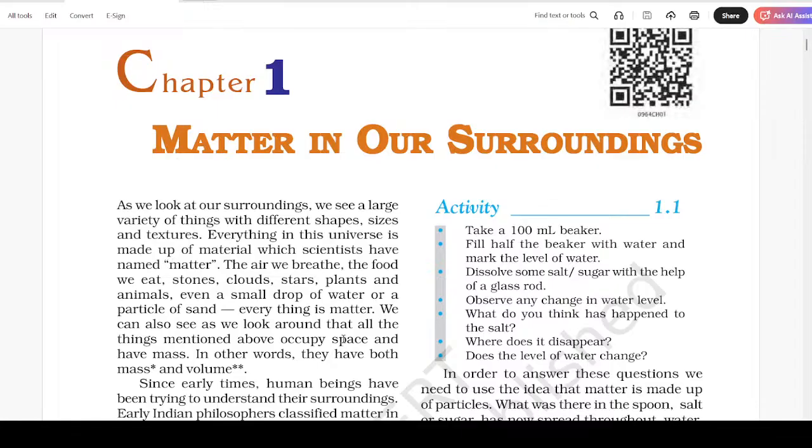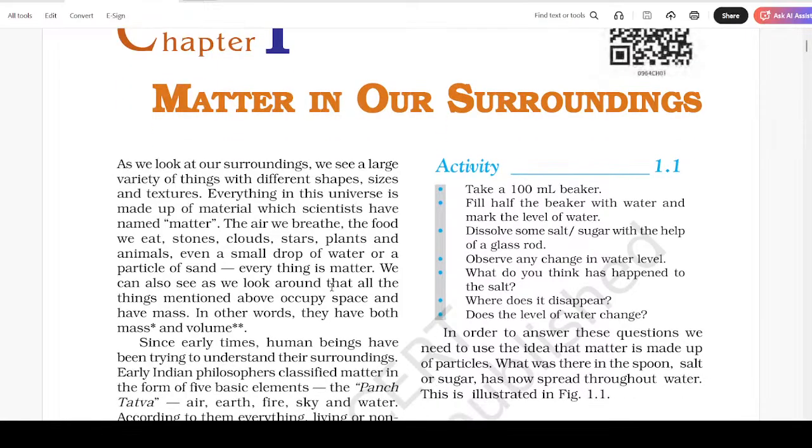As we look at our surroundings, we see a large variety of things with different shapes, sizes, and textures. Everything in this universe is made up of material which scientists have named matter. The air we breathe, the food we eat, stones, clouds, stars, plants, and animals, even a small drop of water or a particle of sand, everything is matter. We can also see as we look around that all the things mentioned above occupy space and have mass. In other words, they have both mass and volume.